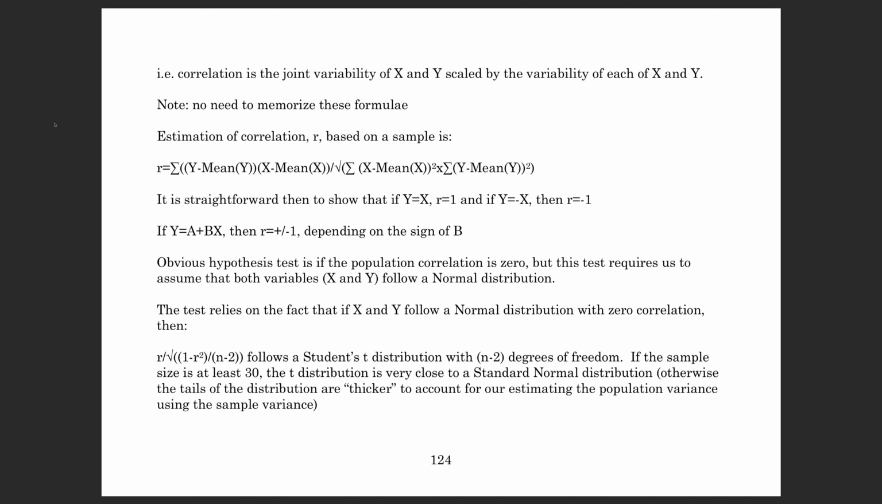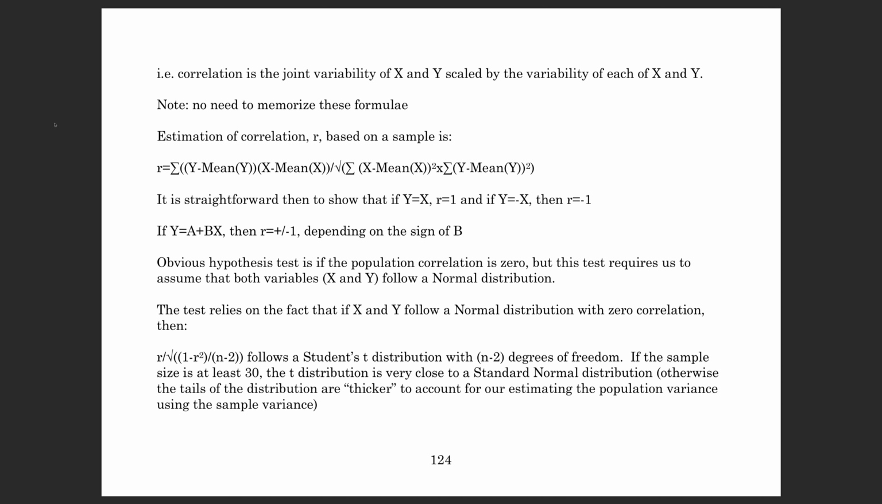We can calculate the correlation, which we call R, based on a sample. And it's not hard to show that if y is equal to x, that R will be equal to 1. If y is equal to minus x, then R is minus 1. Or more interestingly, the more general equation of a line, I hope you remember from high school, is y equals a plus bx. So then R will be either plus or minus 1 depending on whether the sign of b is positive or negative.